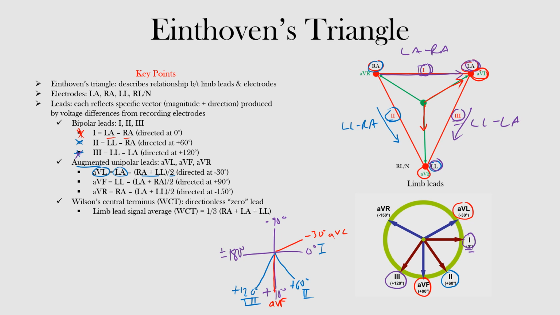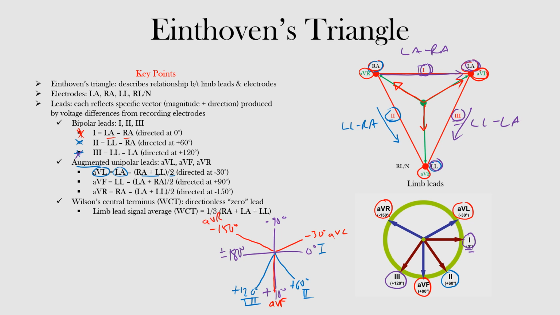So we have lead aVL and aVF, and now we have lead aVR, which is directed at negative 150 degrees in the frontal plane. We can calculate it by first adding the voltages in the left arm and the left leg and dividing by 2. Then we subtract that number from the voltage in the right arm. So aVR is this one here, going in this direction, at negative 150 degrees. You can imagine it being about right here. So here's negative 150 degrees, and this is where lead aVR sits.